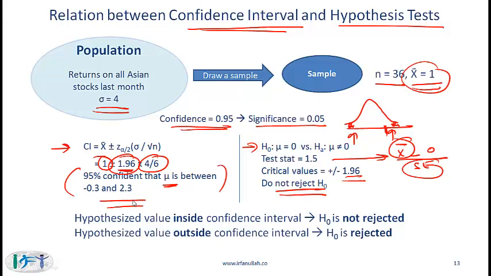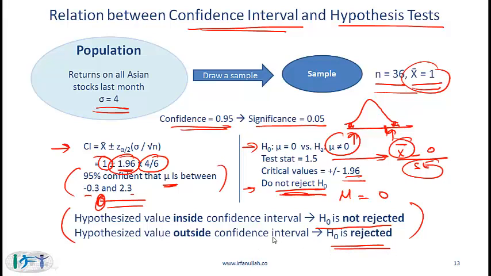On the left, the confidence interval is saying that 0 falls within the range. So in a way, this result from hypothesis testing is also telling us that we cannot reject the fact that the population mean is equal to 0. Now, to put this more formally, if the hypothesized value is inside the confidence interval, which is the case over here, the hypothesized value of 0 is in the confidence interval, then the null hypothesis is not rejected. That is the situation we have given the data that we collected. However, if the hypothesized value is outside the confidence interval, then the null hypothesis is rejected.